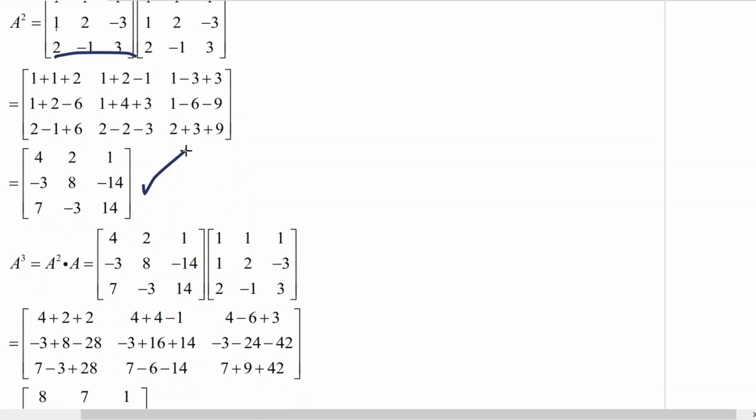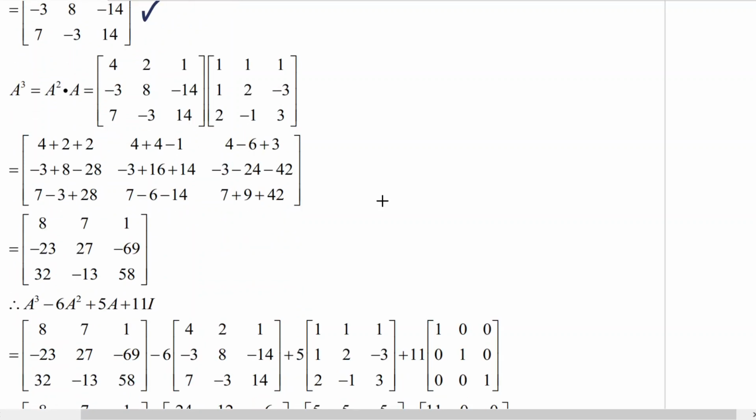Okay, so after getting A square, we'll focus on A cube. A cube is A square into A. So whatever A square you got, you put it here, then A, same multiplication, row into column, row into column, row into column, right? I'll not explain this time. This time you do it by yourself. Pause the video. After that, come and see. Everything is written here. So A cube is this.